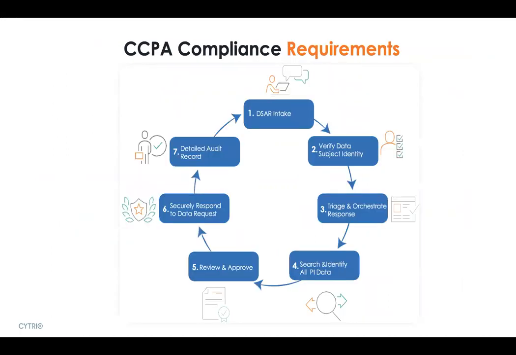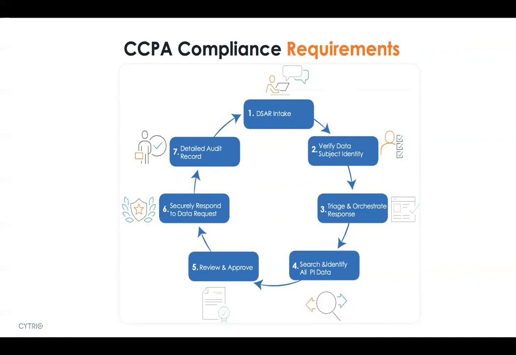In order to comply with the CCPA requirements, companies must implement these 7 essential capabilities. First, the company needs to have the ability for the consumer to submit their data requests. Second, they must have the ability to verify the data subject identity. Third, they need to have the ability to triage and orchestrate the response process. Fourth, they need to have the ability to search and identify all PI data that belongs to the requester in response to a data request.